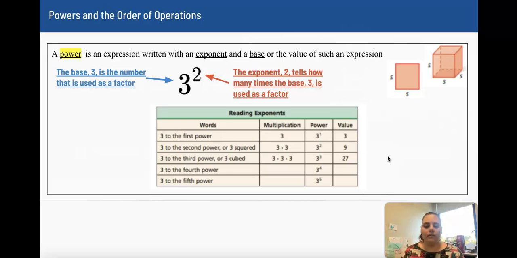3 to the fourth power, well, that would be 4 3's multiplied together. It would look like 3 as the base with 4 as the exponent. And when you multiply those out, you get 81. 3 to the fifth power would then be 5 3's multiplied together. It would look like a base of 3 with an exponent of 5. And the value when multiplied out is 243. So that is how powers work. We have a base and an exponent, and we are multiplying that base by itself the number of times indicated in the exponent.